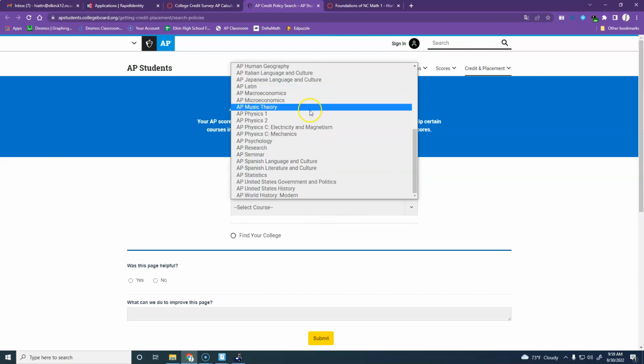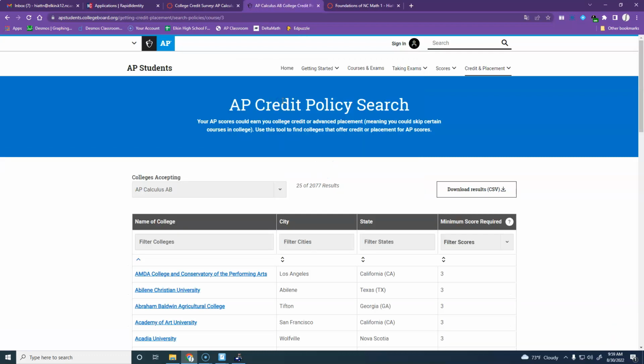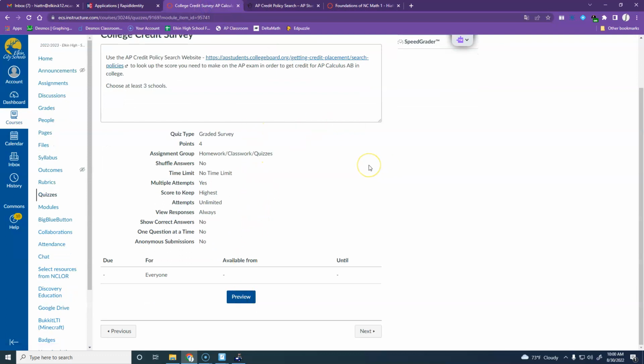You want to tell it AP Calculus AB. So we're doing AB, not BC. Make sure you pick AP Calculus AB. Then you can search for any college you're interested in going to, and it will tell you what you have to make to get credit there. And so you're going to do at least 3 colleges. You can do more if you want, if you're interested in several. 3 colleges you're interested in going to, and then fill out the Google form. There's like a little Google form that's going to ask you questions about the colleges and what you got to get. Okay, so it is not math related, it's AP related.